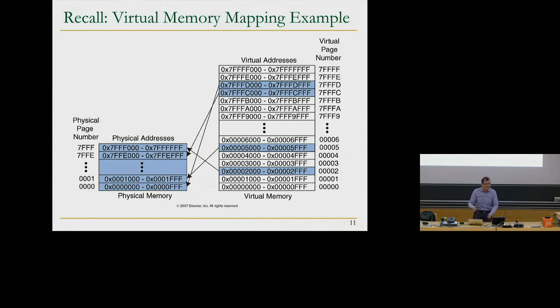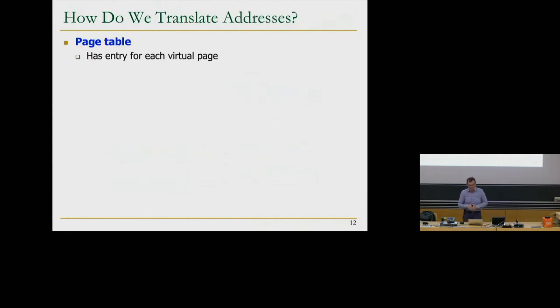Okay, so how do we translate addresses? This is where we stopped, actually. Basically, the page table, as I said, translates the virtual addresses to physical addresses, virtual page number to physical page number. So it has to have an entry for each virtual page. It has to do this mapping. So each page table entry associated with a virtual page number has three things.